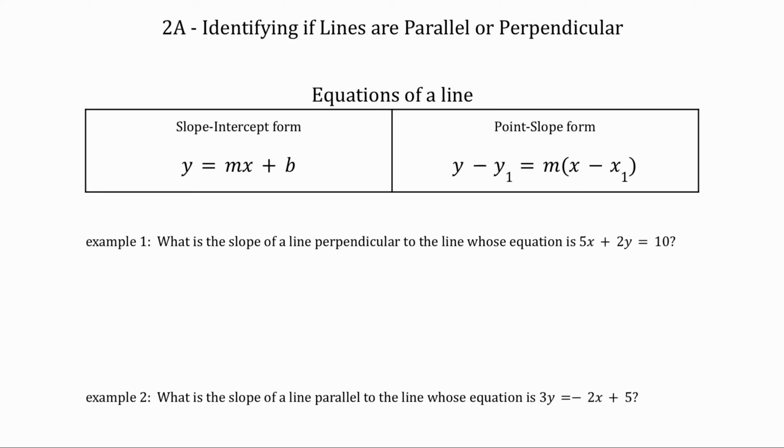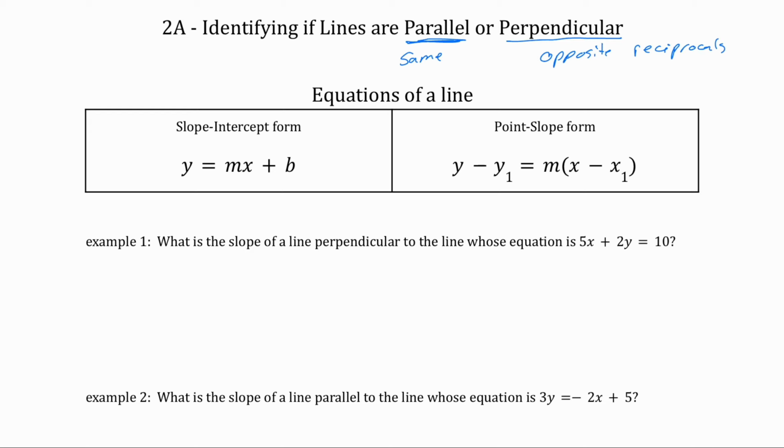So today we're going to take a look at identifying if lines are parallel or perpendicular. In one of our last lessons, we learned that parallel lines have slopes that are the same, right? They're equal to one another. And perpendicular lines have opposite reciprocals. Now, sometimes instead of saying opposite reciprocals, we say negative reciprocals.